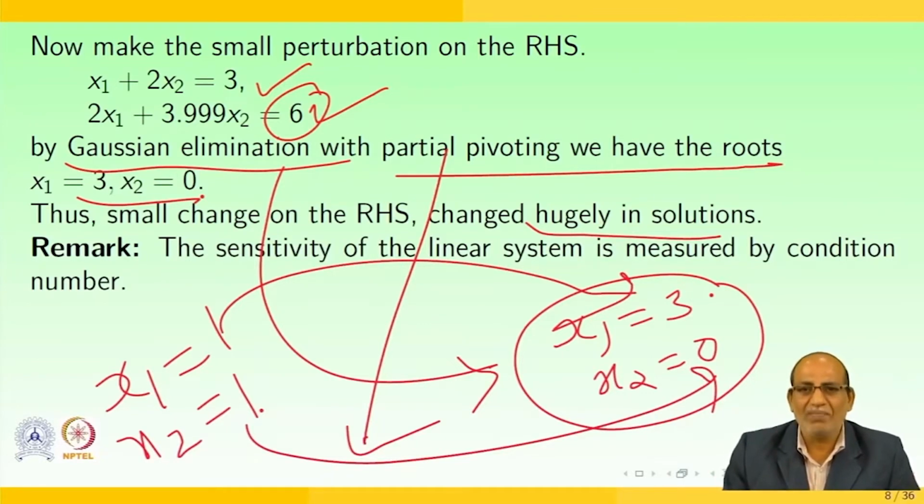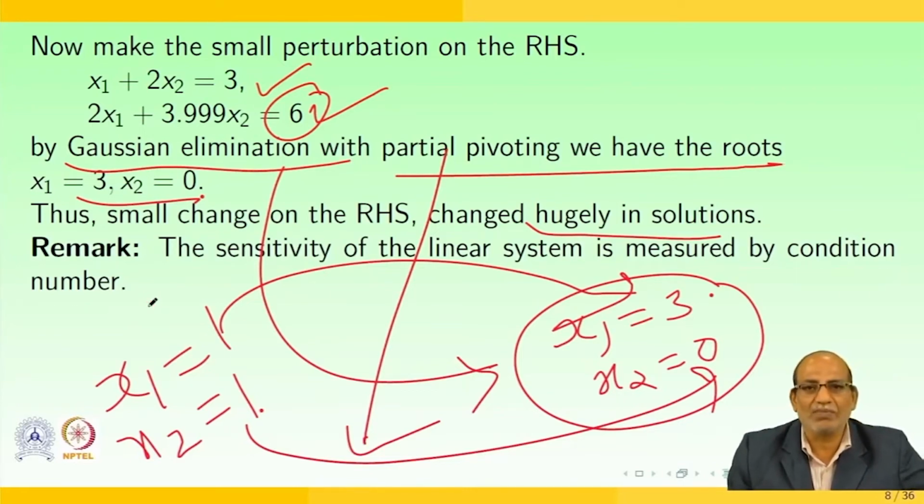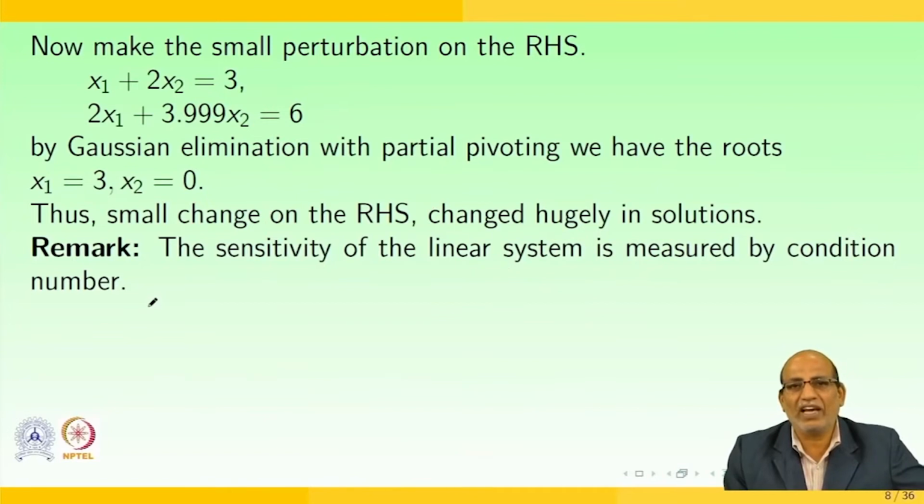So what is the remark we can make here? The sensitivity of this linear system is measured by the condition number. So the condition number will measure the sensitivity of the system. Therefore, one has to be very careful while giving the perturbed solution. By the way, why do you want a perturbed solution? Because in many situations in day-to-day life, the coefficients are very sensitive. Therefore, we are forced to handle such systems where the sensitivity of the solution is very important.